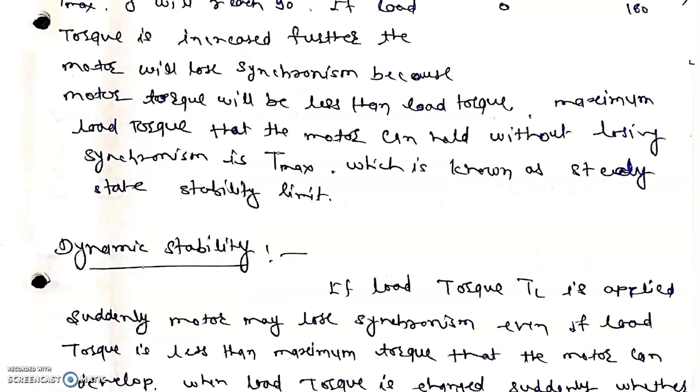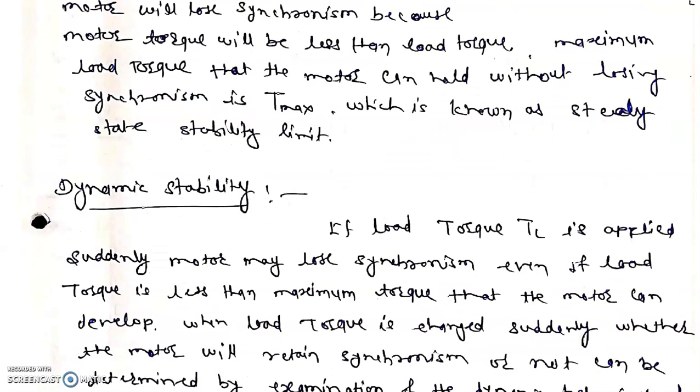Now we have to study the dynamic stability. If load torque TL is applied suddenly, the motor may lose synchronism. Even if the load torque is less than the maximum torque, a sudden change in the load torque falls under the category of dynamic change. We have to study the dynamic stability of the motor.